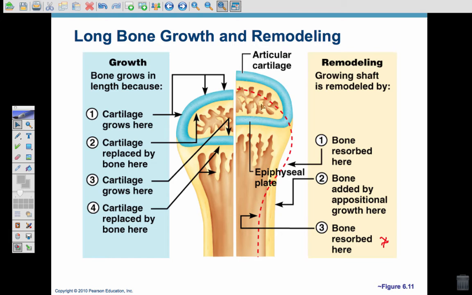Now, this is just an illustration of the way that we can compare the process of growth and remodeling in long bones. So as I said, there's an epiphyseal plate. The growth occurs at that plate, and it will grow essentially outward in this way. In other words, additional cells are added here. The cartilage is replaced by bone, so there's this outward growth.